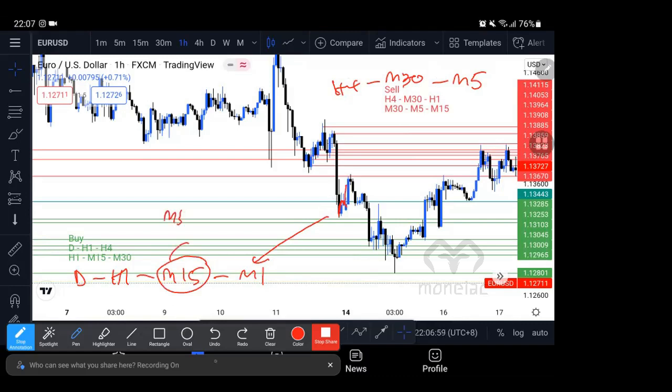M15, M1, M30. M1, M5. Ni untuk M15. Kalau untuk H1, baru dia pecah. H1, M15, M30. So, market ni dia akan bergerak, dia akan pecah dari yang kecil, pecah, baru dia akan jalan yang besar, jalan yang lagi besar.